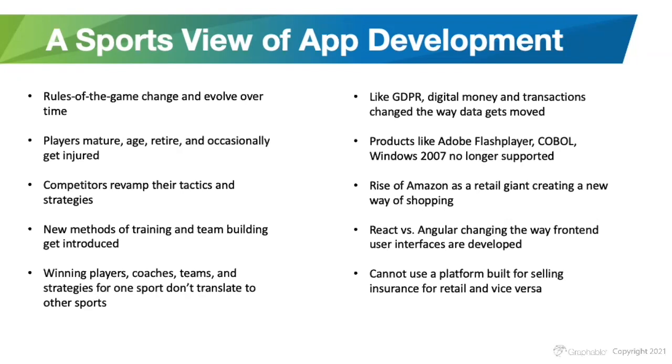We have new regulations that come out, like GDPR. We have new types of digital money, and we have new transactions. We have new expectations from consumers. Those are new rules. We've got players maturing, aging. We've got different technologies that either go out of favor or into favor, or become displaced by something else, like graph databases coming out as a new strong player in the field as relational databases get a little bit more old.